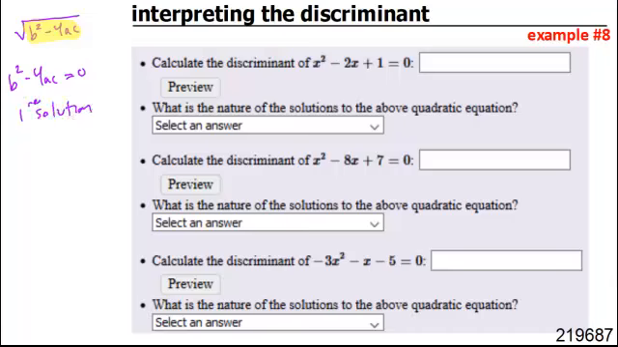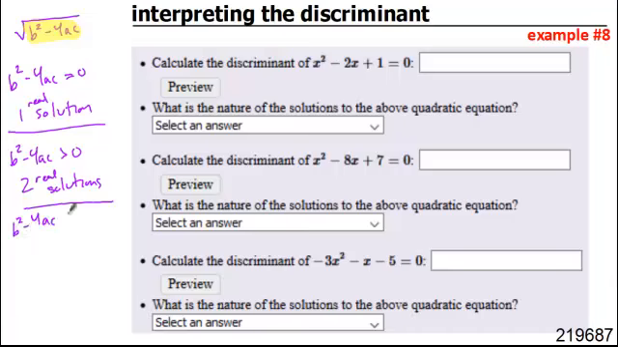Okay, and it'll be a real solution. If b squared minus 4ac is greater than 0, you're going to have two real solutions. And if b squared minus 4ac is less than 0, it means you're going to have no real solutions, but you're going to have two complex solutions, okay, or imaginary numbers.